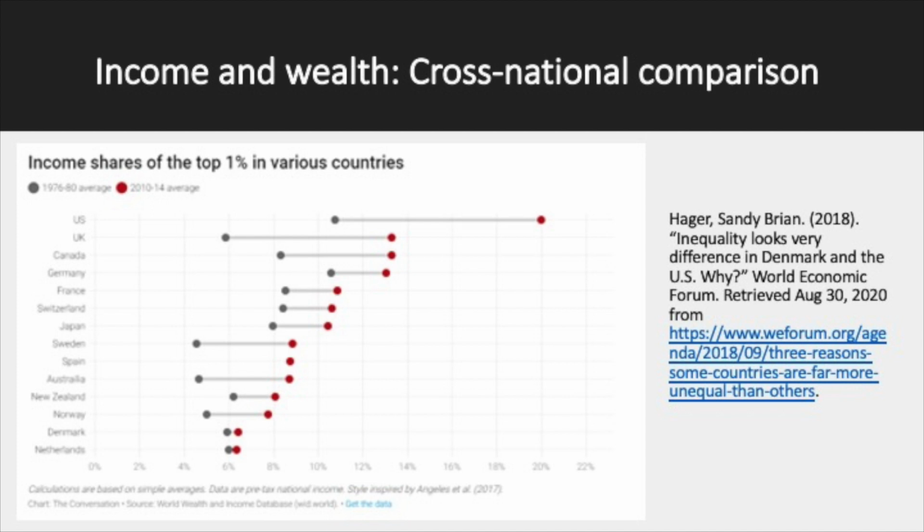And what you see here, and these are economically comparable countries, is that the US by far has the greatest extent of inequality, or the most income going to the top 1% than any other country. And this has gotten more extreme over the past few decades. So if you compare the gray dot to the red dot, you can see that income shares for the top 1% have gotten much larger. And we see this to an extent in other countries, but not nearly to the same degree across time.